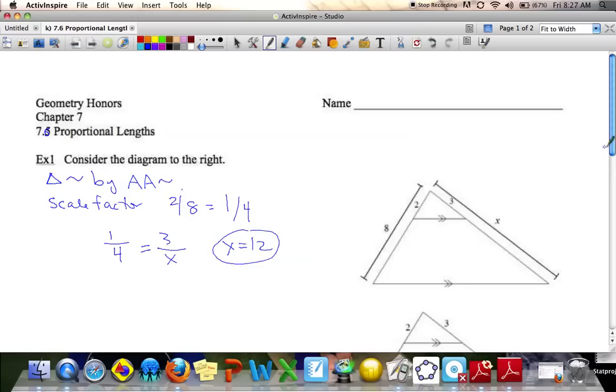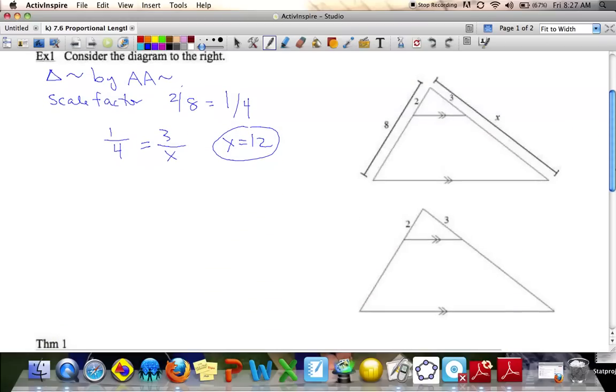So now let's fill in the pieces of this triangle. Well, this is 2, and the whole thing is 8, so this leftover must be 6. This is 3. The whole length here is 12, so this leftover is 9.